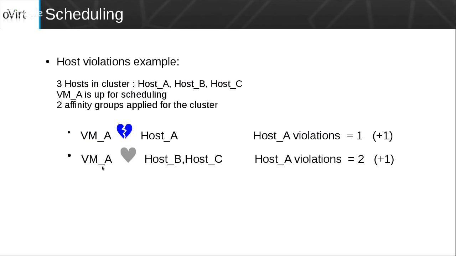Moving on to the other affinity group, VM A can run on host B and host C, and host A is not mentioned here. So host A, which is not mentioned in this affinity group, is considered a violation, and the violation count rises by 1 as well. So we have a total violation count of 2. This is the score. The score is then multiplied by the factor, and is taken into account in the score function.